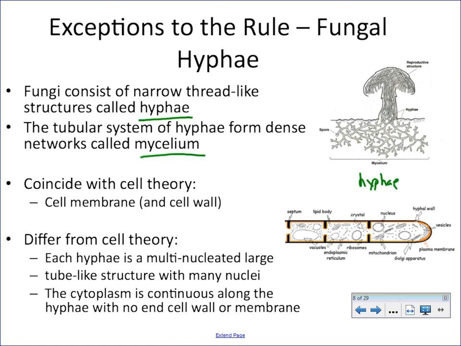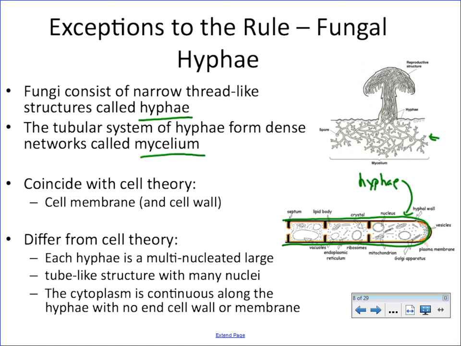So this is the hyphae. And these hyphae form these multiple tubular networks referred to as the mycelium. So when they're all spread about and intertwined, they form that mycelium. So these fungal hyphae coincide with cell theory in that they have a cell membrane, something that goes around the cell, and they do have a cell wall.